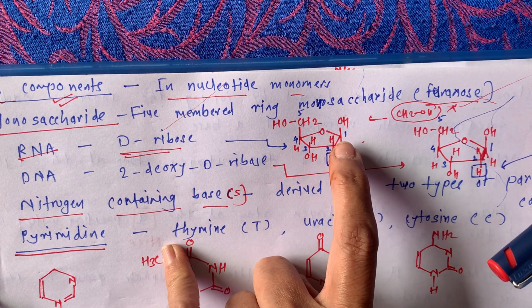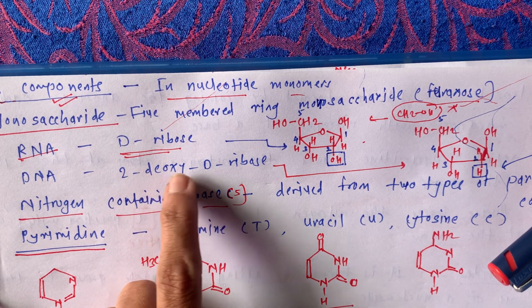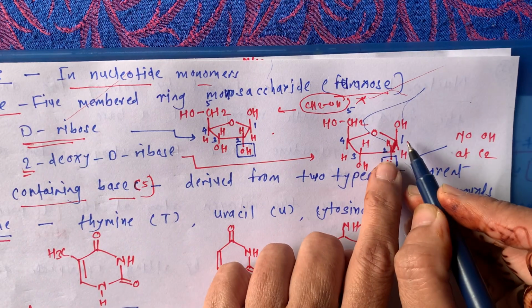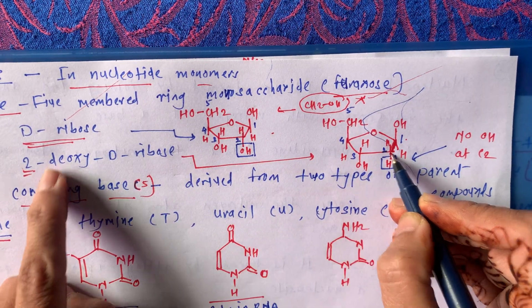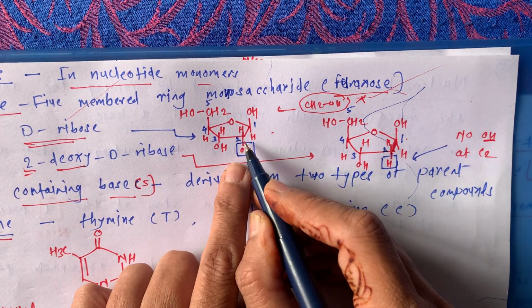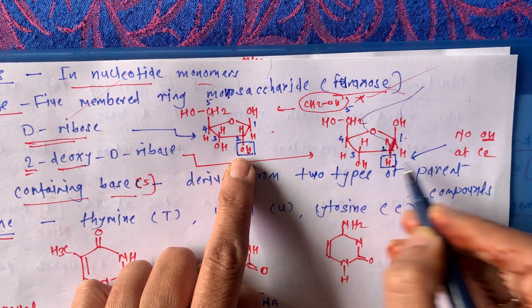Then in DNA, the monosaccharide is 2-deoxy-D-ribose. This is the first carbon, this is the second carbon. Deoxy means there is no OH. See, here at the second carbon there is OH in ribose, but at the second carbon in deoxyribose there is H.